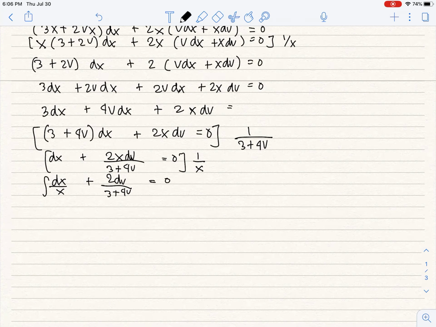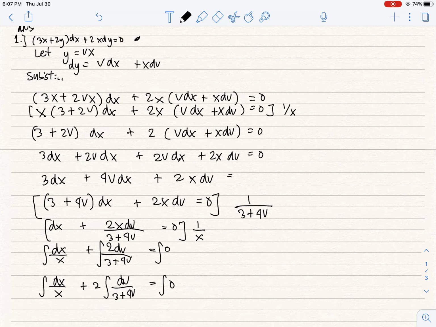So we can integrate all the terms separately, diba? So itong kopyahan sa dx over x, then diba constant man ang 2, so pwede na ito ipagawas, plus 2 integral of dv over 3 plus 4v is equal to the integral of 0. So balik ta, so the whole purpose of using these substitutions is to make the homogeneous DE into a variable separable DE like this one. Okay?